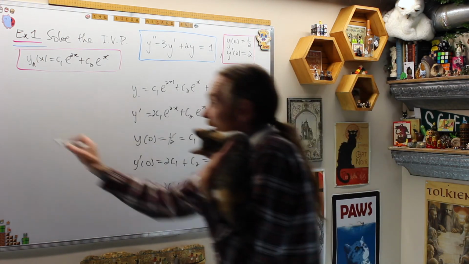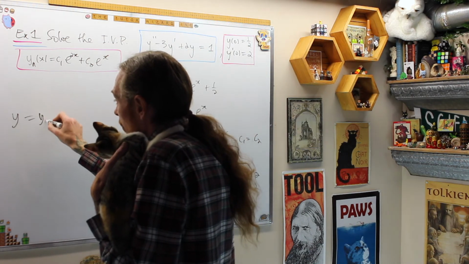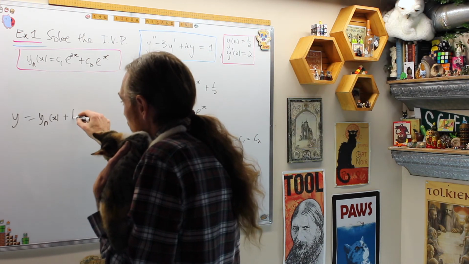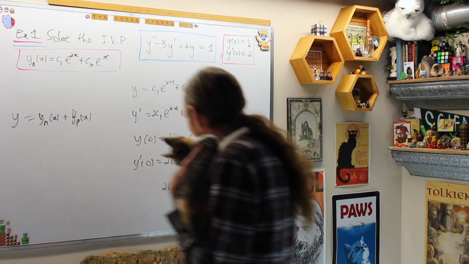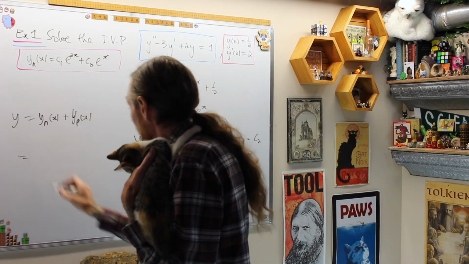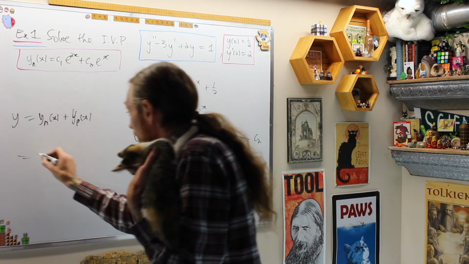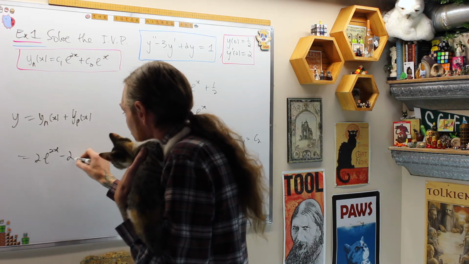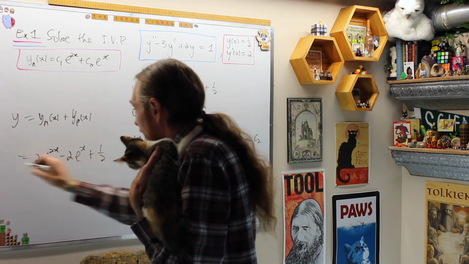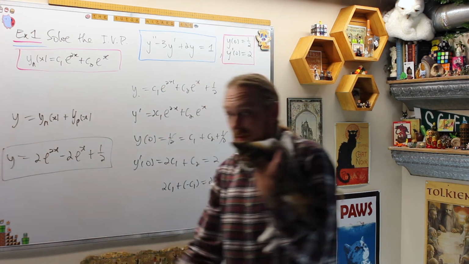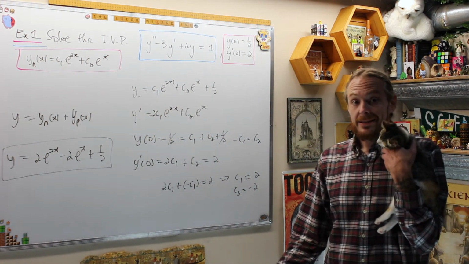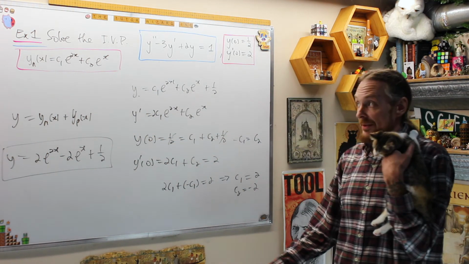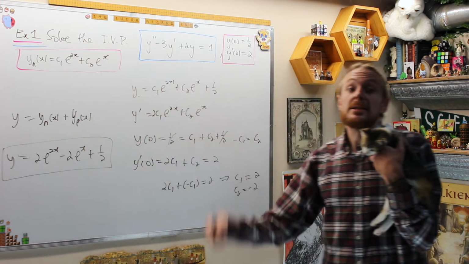Long story short, our solution is y homogeneous of x plus y particular of x, and with those specific coefficients in there, that's going to give me 2 e to the 2x minus 2 e to the x plus 1/2. This is the general solution. It's exactly the same as they guaranteed. It has to be unique, so I don't care which method you use. I don't care whether you flip the roots. It's going to be the same.